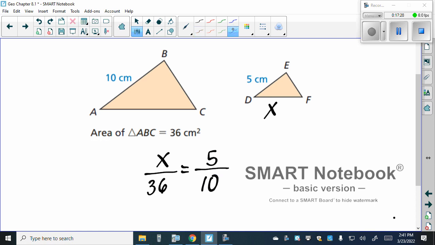But these here are in square units. Area of the first is in square units, centimeters squared. 36 is in centimeters squared, yes? The 5 and 10 both are just what? So this here needs to be squared. Because when we're dealing with area proportionality, we're going to square whatever the units are so that we get that ratio.